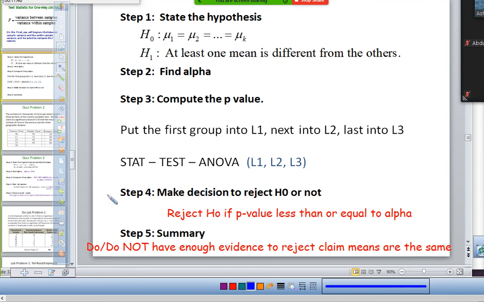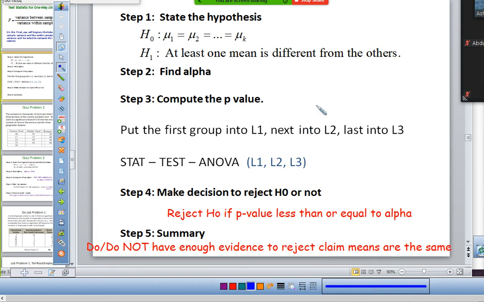And then you're going to make your decision to reject H naught or not. Remember, if the p-value is unusual, meaning the p-value is less than or equal to alpha, you're going to reject the null hypothesis. And in summary, either you will or will not have enough evidence to reject the claim that the means are the same. And that's basically it.